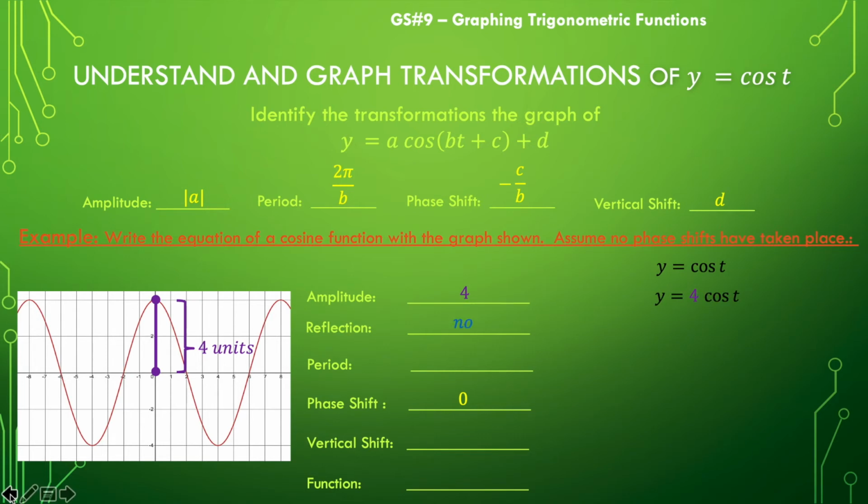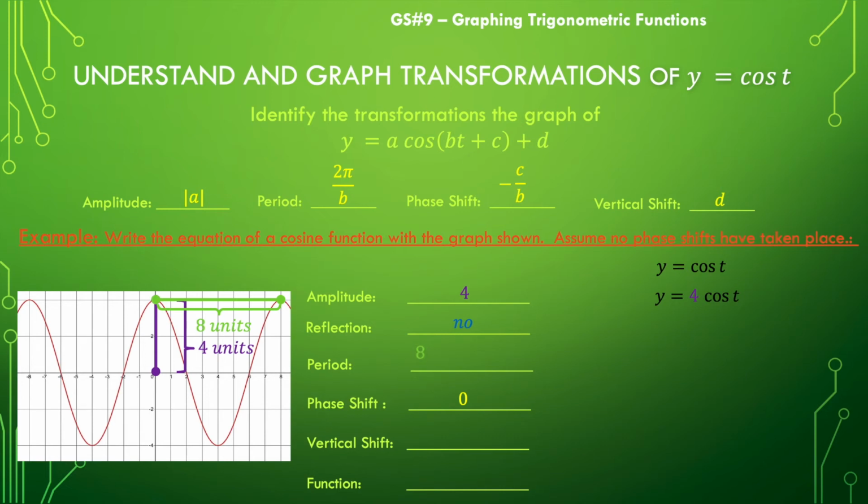Okay, so now let's think about the length of the period. Remember the period is the length of one entire cycle of a sine function or a cosine function. In this case, it's easiest to look at the distance between maxes. Go from one max to the next max. And we can see fairly easily that that is 8 units. So our period is 8.